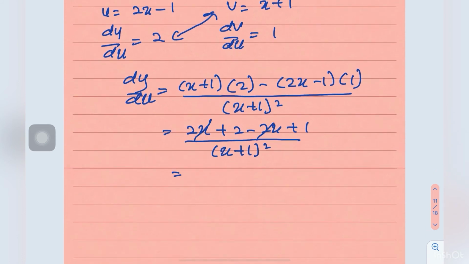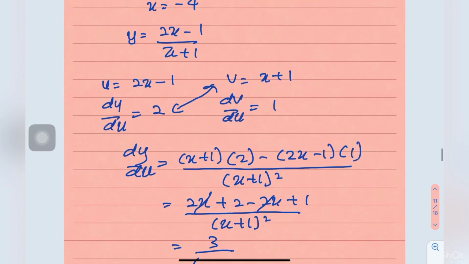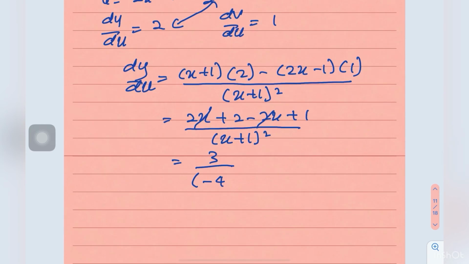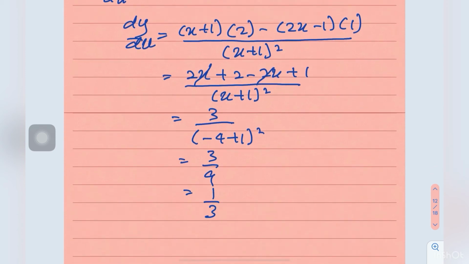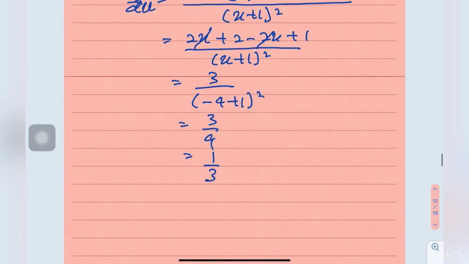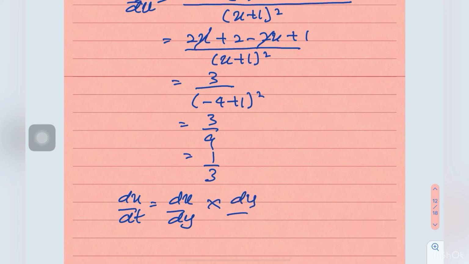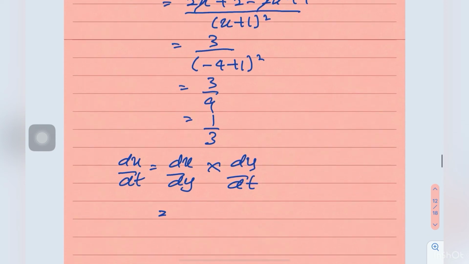Okay, then we get 3 over, substituting x equals negative 4 from just now, negative 4 plus 1 squared, which is negative 3 squared. So 3 over 9, which is 1 over 3. Okay, so this is dy/dx. So dx/dt is dx/dy times dy/dt. So dx/dy is 3 over 1 times 6, which equals 18.